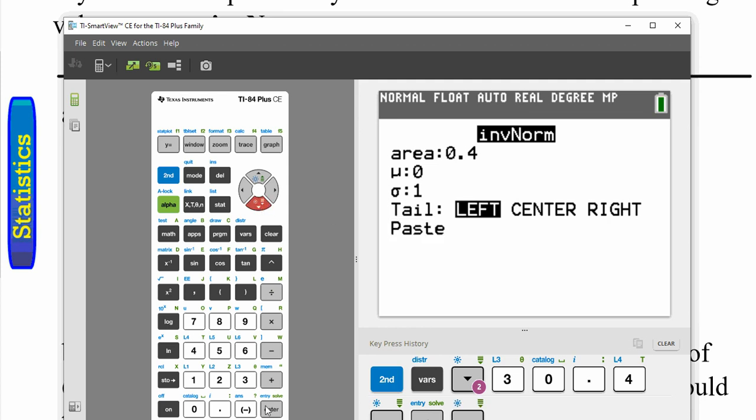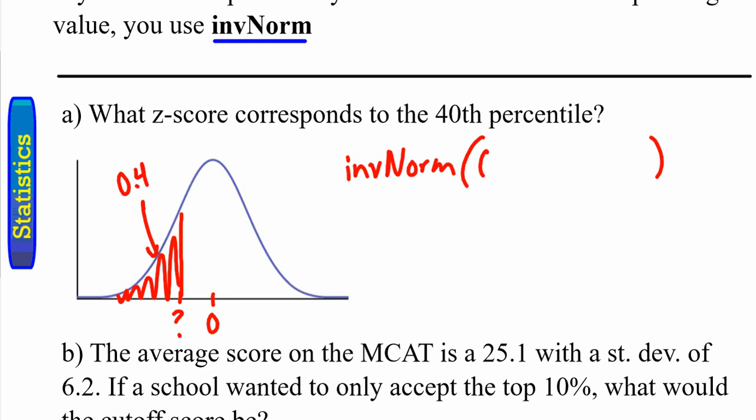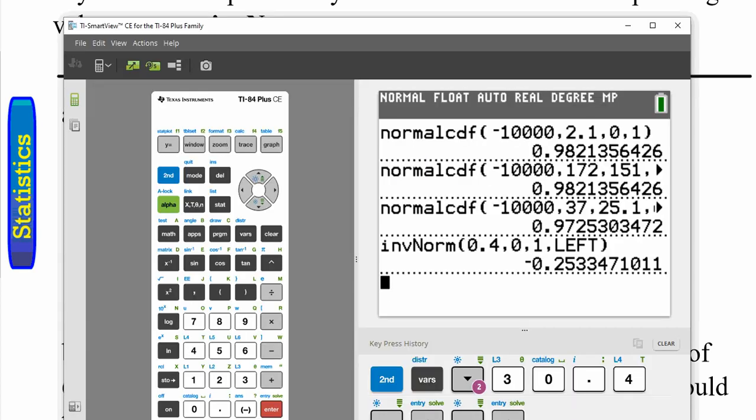So then we hit paste, and there we go. So what do we do? 0.4, average 0, standard deviation is 1, and then we did left. And what did that return for us? We need a z-score of negative 0.253.